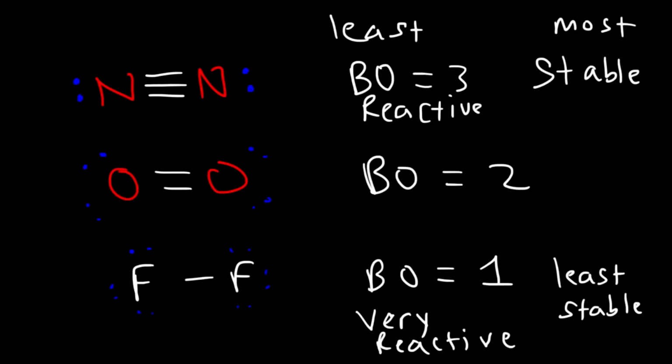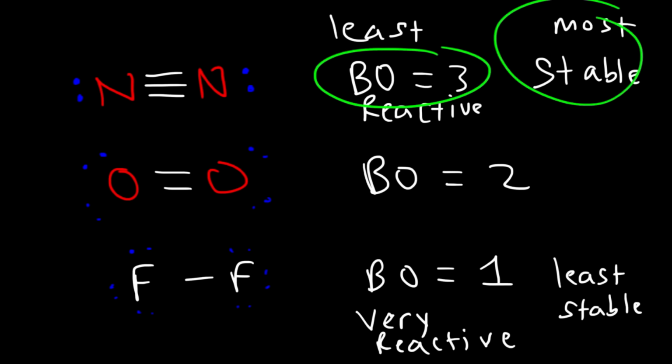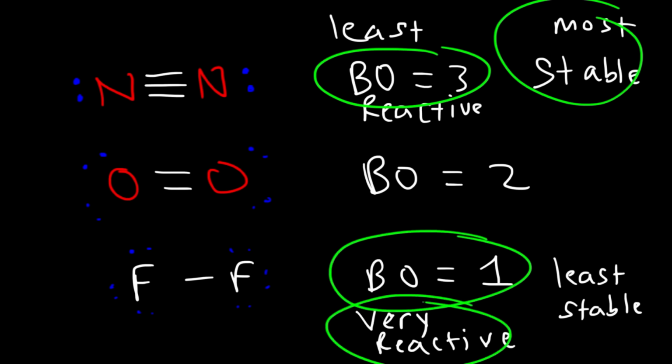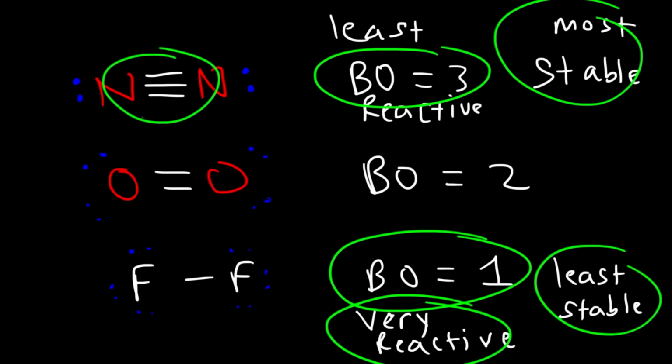So what you need to know is that the higher the bond order, the more stable the molecule is, and the less reactive it tends to be. A molecule with a low bond order tends to be more reactive and less stable. And also, it tends to be longer in bond length compared to one with a higher bond order.